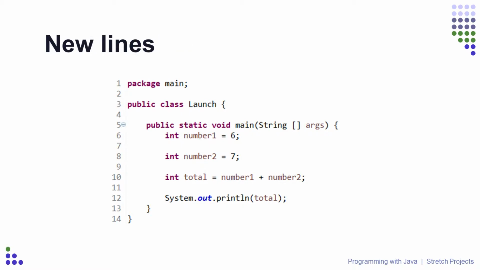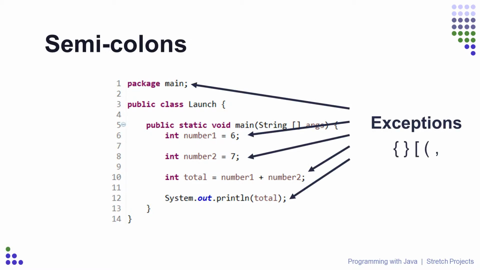Each instruction that you want your program to perform should be on a line of its own. As a general rule, you should only put a semicolon at the end of every line which doesn't already end in a curly brace, an open parenthesis, an open square bracket or a comma.